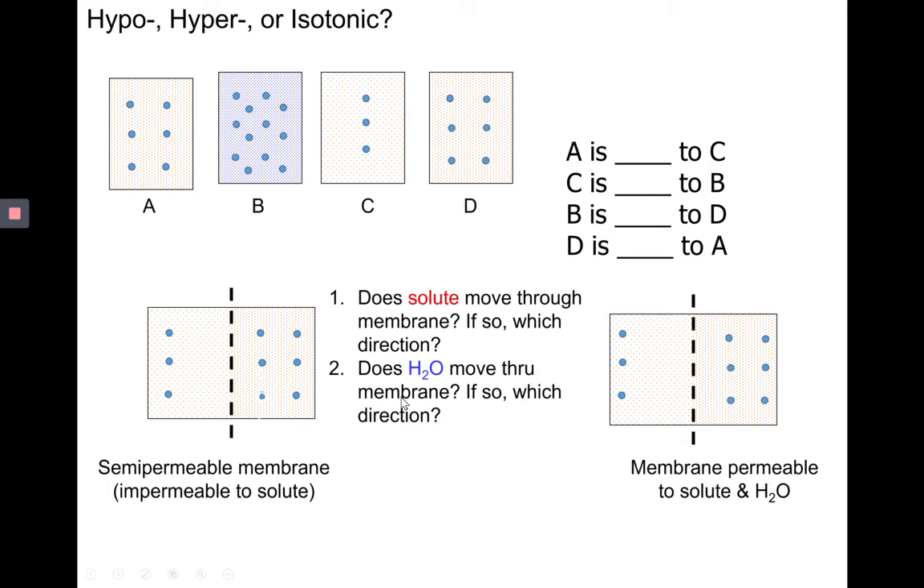Question 2 says, does water move through the membrane? If so, which direction? On the left situation, water does move because the membrane is only impermeable to solute. The water, however, can move. On the right, the membrane is permeable to water and solute, so the water can move too. Since the situations are the same, we're going to see water move in the same direction. We know water moves either from high to low water concentration or from an area of low to an area of high solute concentration, whichever way you want to remember it. So for the first situation, solute doesn't move, but the water moves to the right. For the next situation, solute does move, it moves to the left, and water also moves to the right.